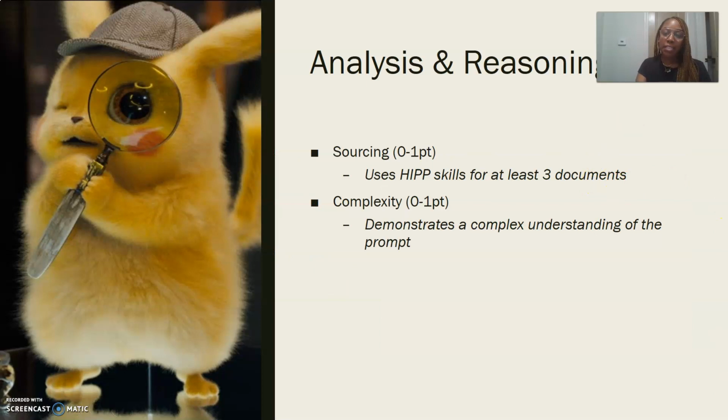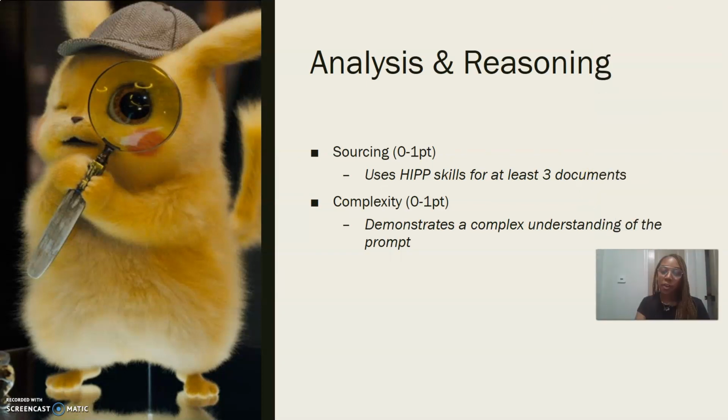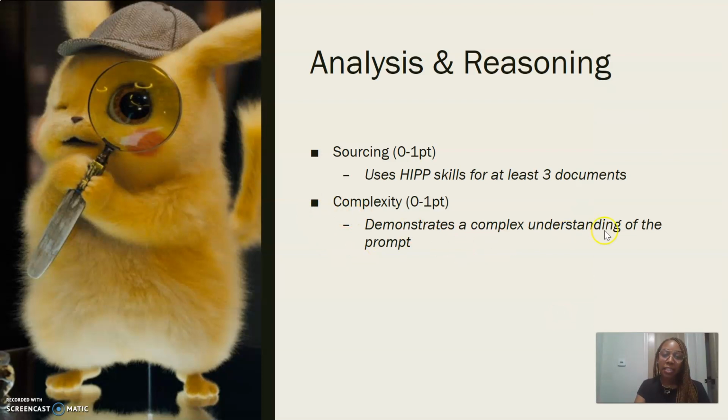And then analysis and reasoning, you can earn up to 2 points. Again, complexity is one of the harder points to earn. This is where you demonstrate a complex understanding of the prompt. So this is where you really think intellectually about the prompt and dive deeper into how all those HIP skills help support your point. And then sourcing is where you would show HIP skills. I'm saying "squills," but I'm really supposed to be saying skills. So my bad, y'all.